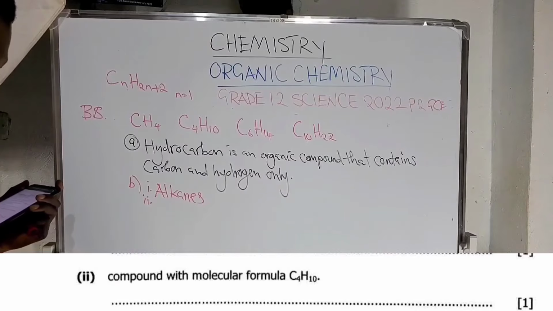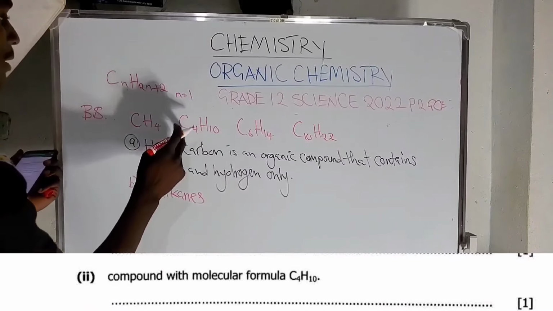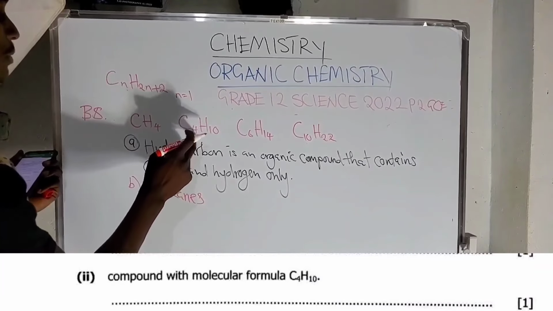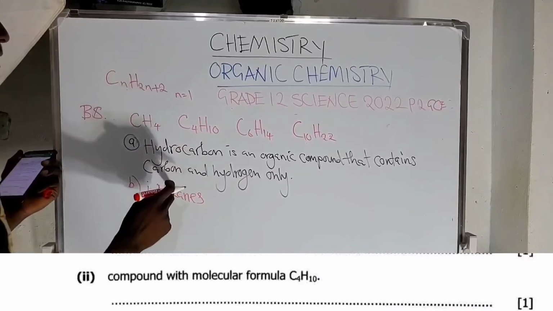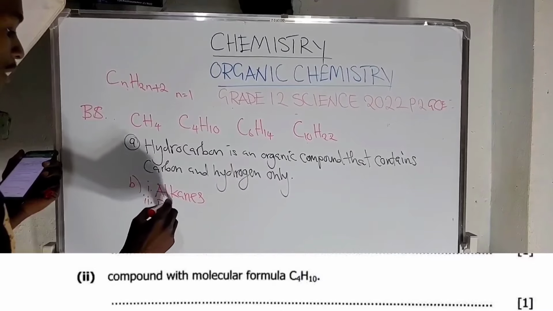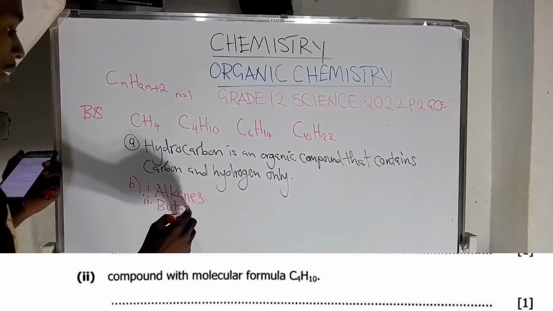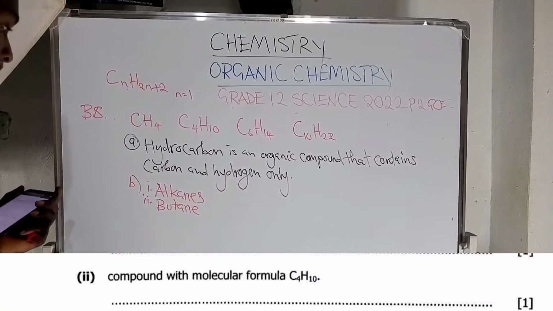Number 2. Name the compound with the molecular formula C4H10. C4 is but, and since these are alkanes, and alkanes end with ANE, this one is butane. Okay? Butane.